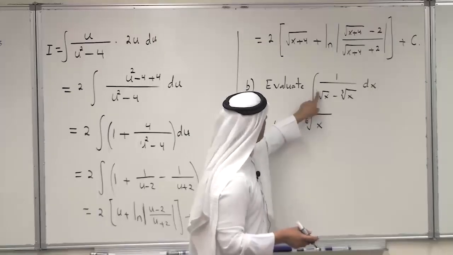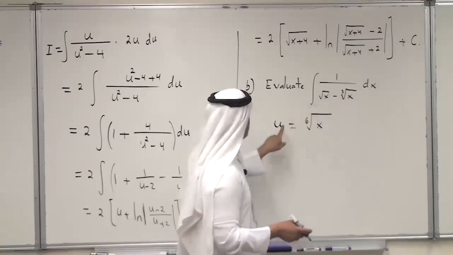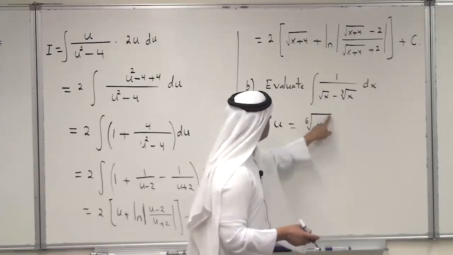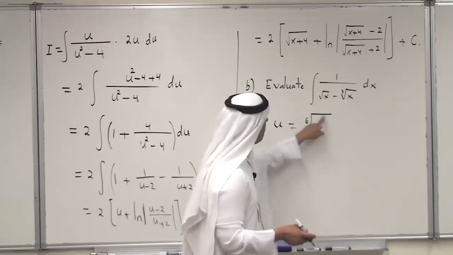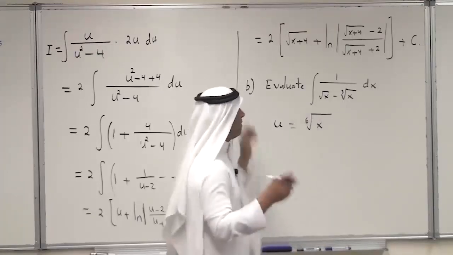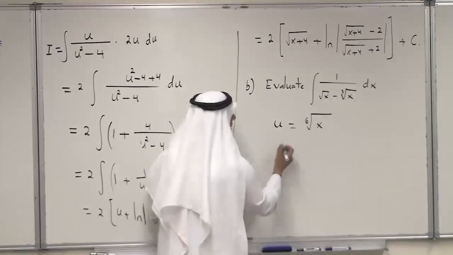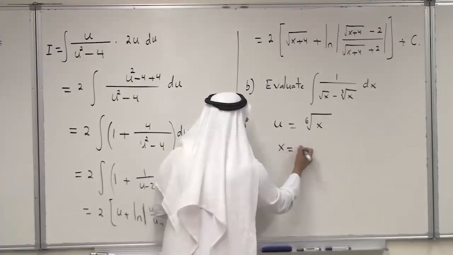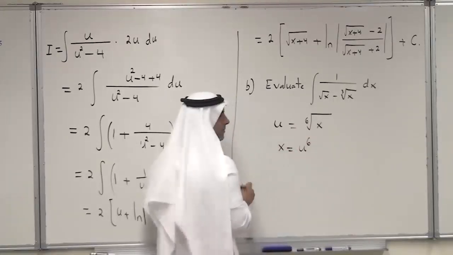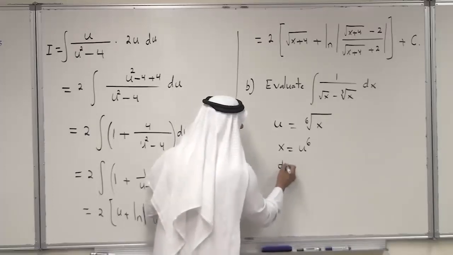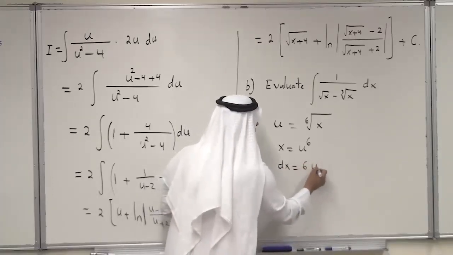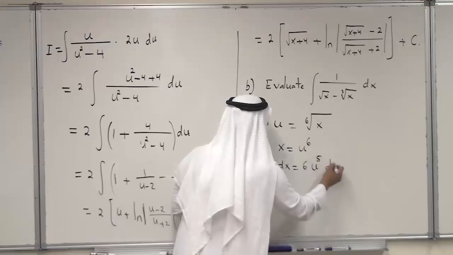For example, if this is a 3 and this is 4, I will take u to be the 12th root of x. The index will be 12 and so on. Okay, what will happen now? x will be u to the power 6. What is dx? dx will be 6 u to the power 5 du.